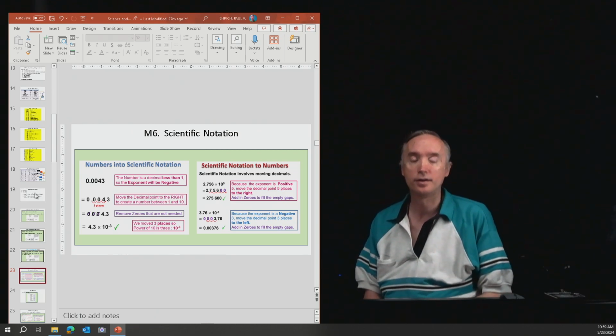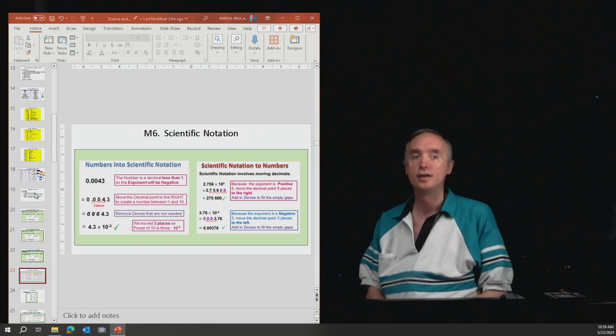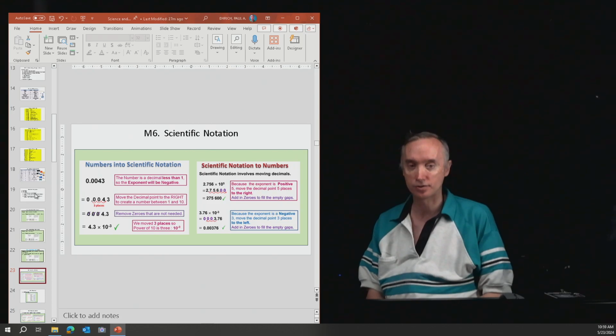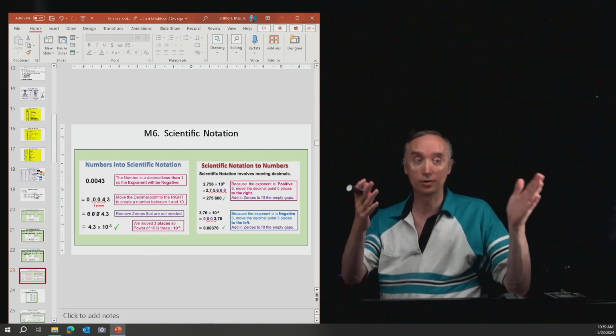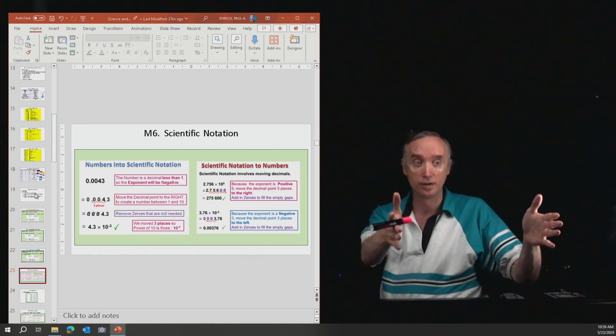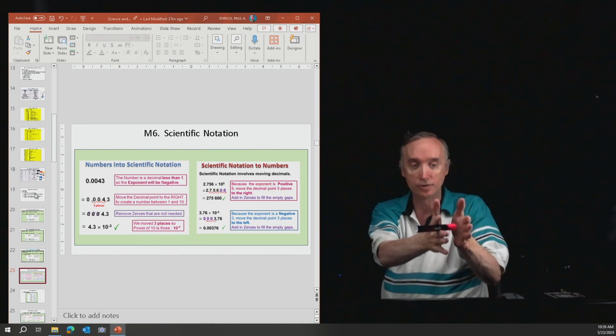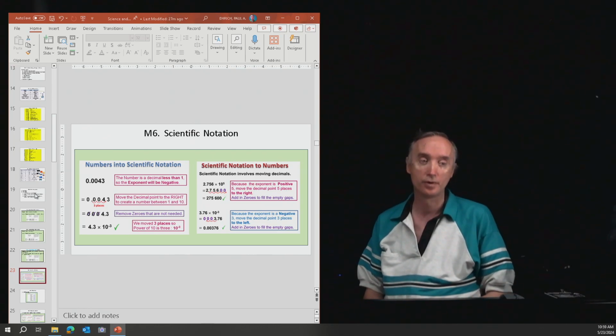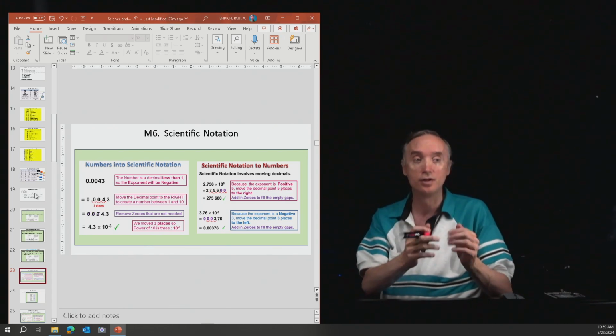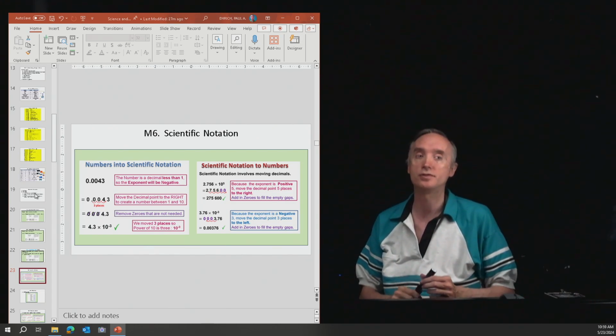Okay, I'm back, and now we want to do another topic. This one's going to be called scientific notation, and this is going to be a way of taking a very, very large number on your paper and squishing it down so that it doesn't take up so much space. Or it can be used if you have a very, very small number, and again, squishing it down so it doesn't take up so much space on your piece of paper.